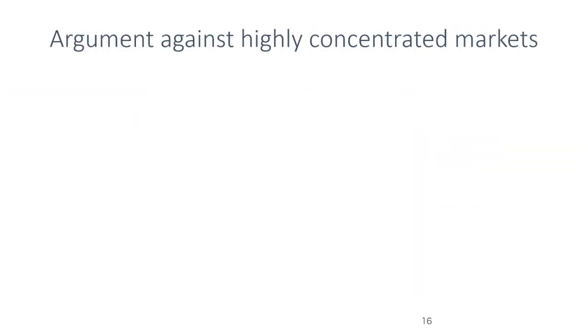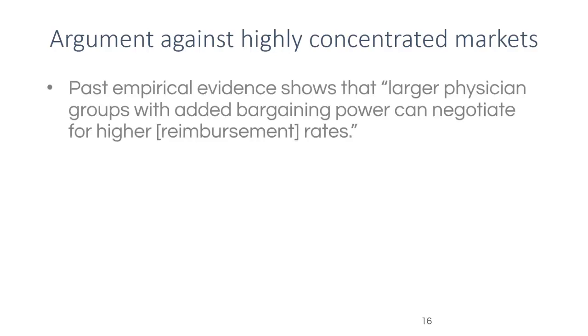And the argument in favor of aggressive enforcement of antitrust laws to prevent highly concentrated markets includes empirical evidence that shows that the rates providers negotiate with insurance companies tend to go up in highly concentrated markets. The court in the St. Luke's Salzer case cited an article summarizing how large physician groups with added bargaining power can negotiate higher reimbursement rates.